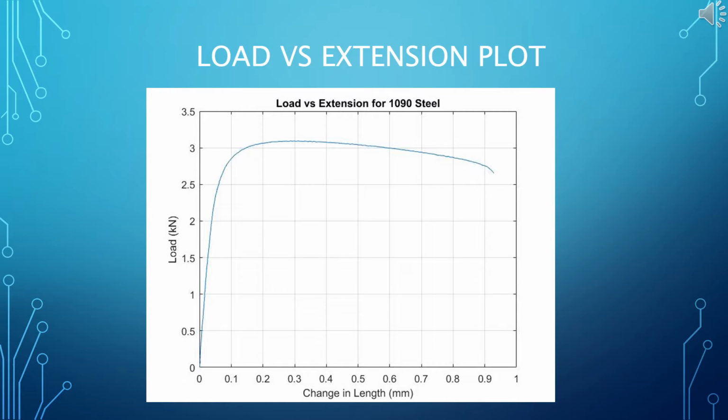This is a load versus extension plot for 1090 steel. These values were obtained directly from the experimental setup. Note that the load is in kilonewtons and the extension is in millimeters.